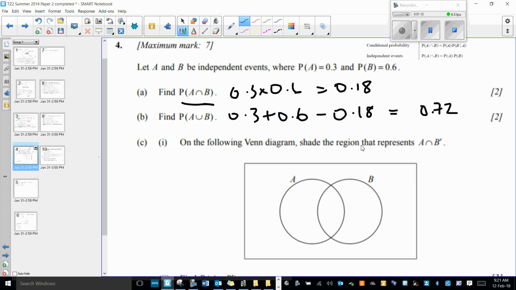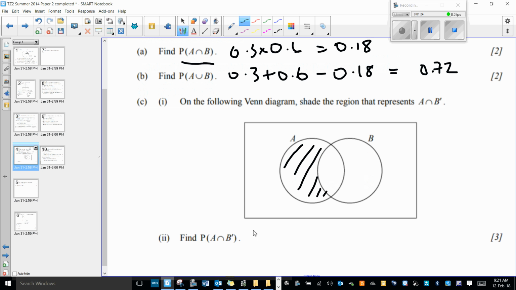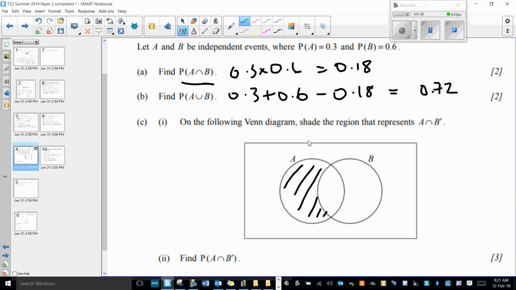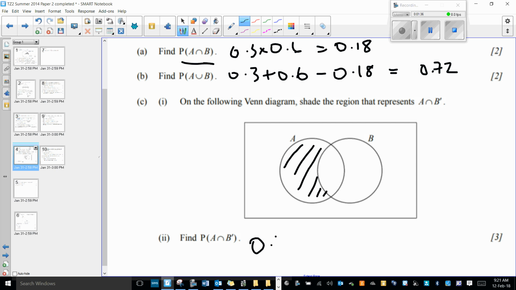Shade the region of A intersect B'. So B' would be all of this outside B, where A meets that would be this portion here. And we need to find that probability. So we've just established the union, so that's all of this. And so we just have to subtract B, so that'll be 0.72, sorry, take away 0.6, which is 0.12. Here we go.